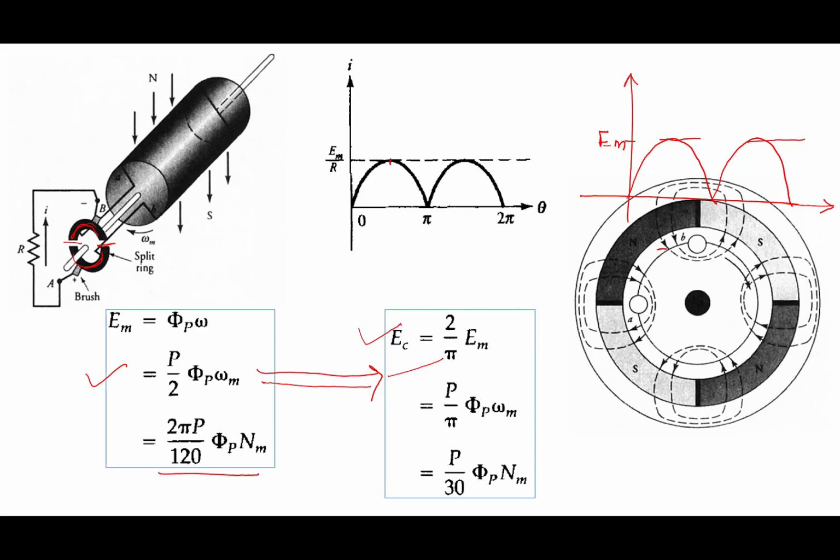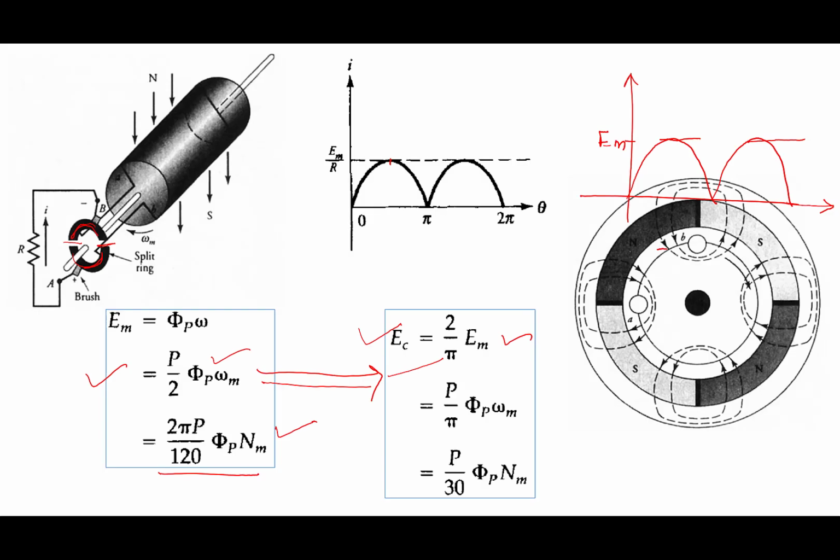Okay, now there are different expressions I have shown you here, 2 by pi EM, and if I substitute EM in terms of these parameters, it will become P by pi phi p omega m. Again, if I substitute in terms of revolutions per minute, it will become P by 30 pi phi p Nm. Okay, so this is your expression for the induced EMF or DC voltage across the coil, right? So everybody got this? Or should I show you? Got this? Okay.